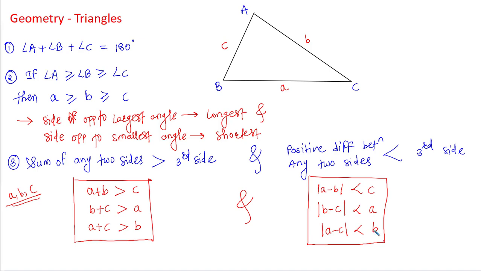Okay everyone, now look here, so in total how many inequalities are there? For the triangle with the sides A, B, C to exist, it should satisfy in total how many inequalities? Total 6 inequalities. These are 3 inequalities, and these are 3 inequalities. So there are 6 inequalities A, B, C should satisfy, so that we can draw the triangle with the sides A, B and C. But remember, every time we are not supposed to check all these 6 inequalities.